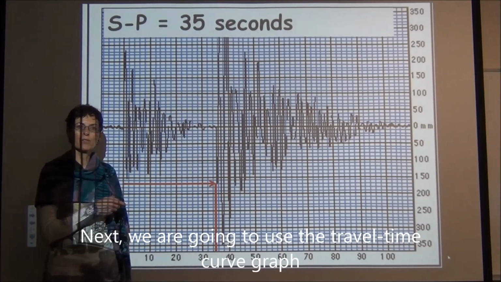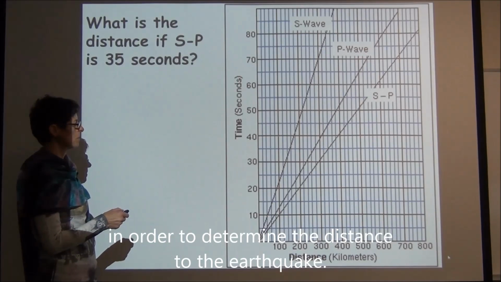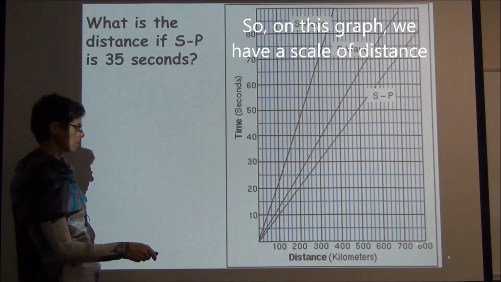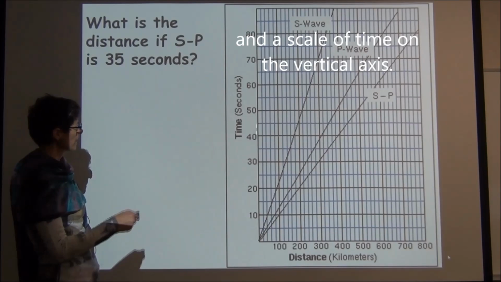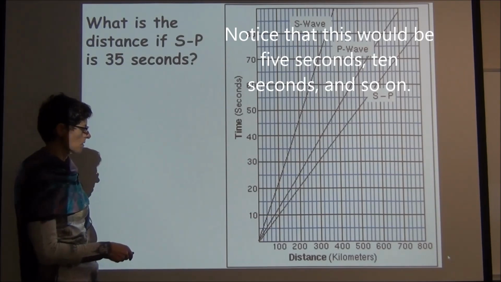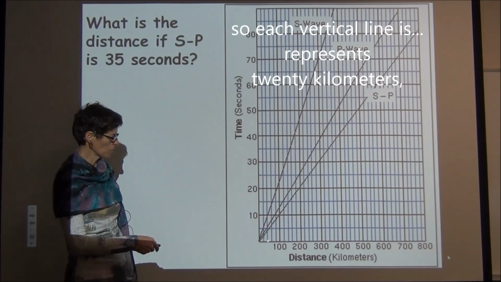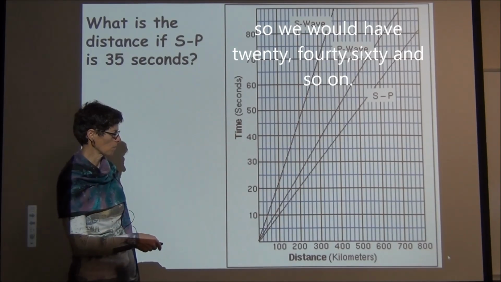Next, we're going to use the travel time curve graph in order to determine the distance to the earthquake. So on this graph, we have a scale of distance on the horizontal axis and a scale of time on the vertical axis. Notice that this would be 5 seconds, 10 seconds, and so on. And then for the distance, this is 100 kilometers, so each vertical line represents 20 kilometers, so we would have 20, 40, 60, and so on.